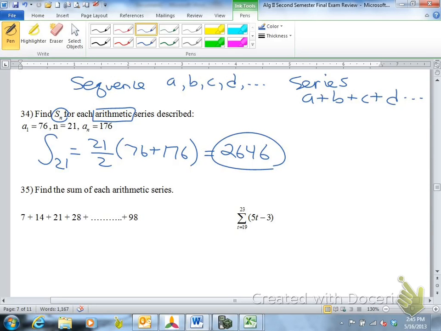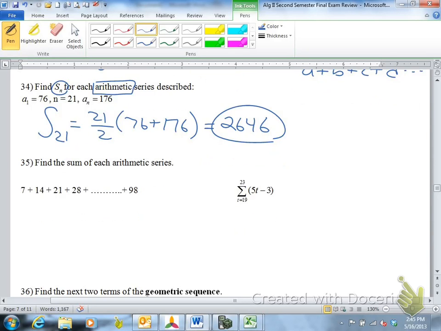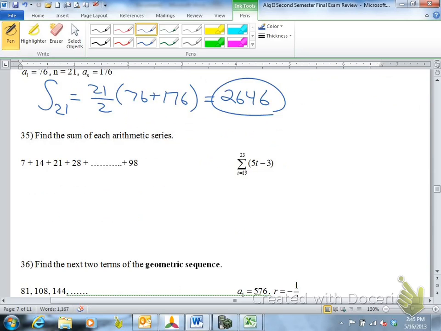Find the sum of the arithmetic series. Sum of the arithmetic series again. We'd like to use the same formula that we just used. It's the easiest formula to use for arithmetic sums, arithmetic series. But this one, we need an n. We don't know n. So we have to find out how many terms this is.